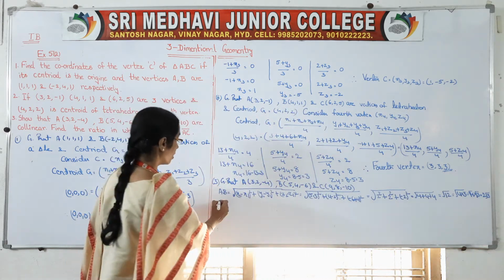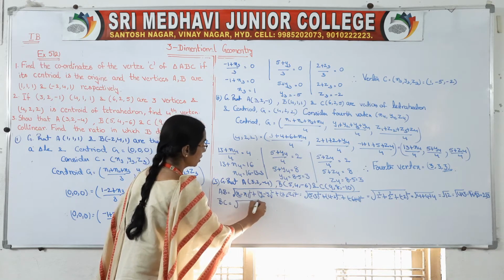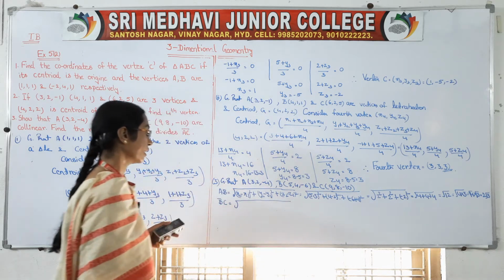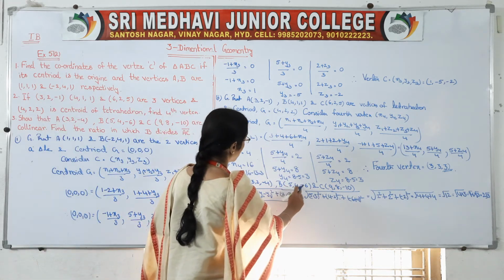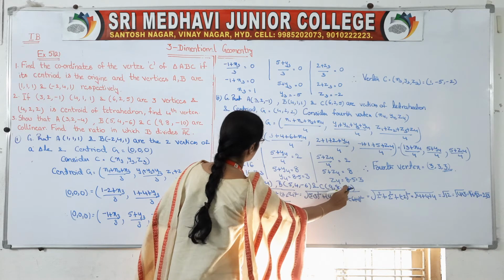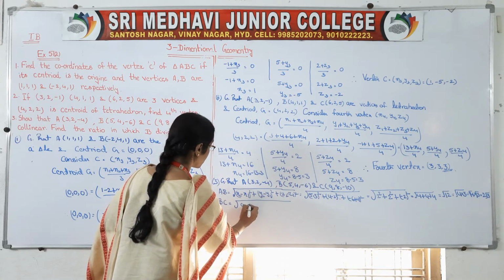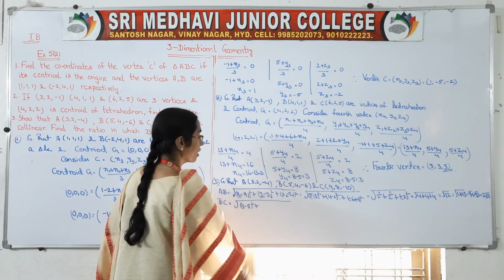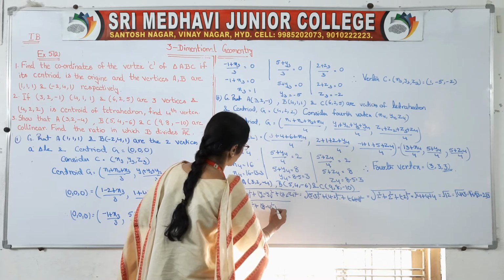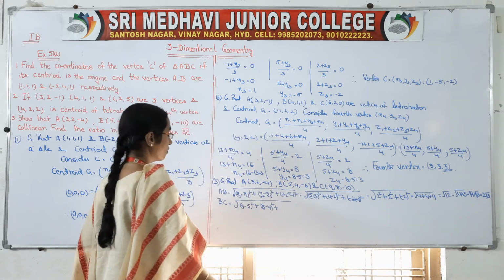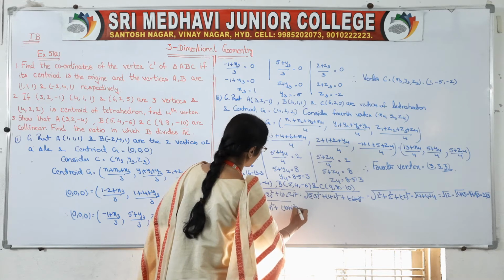Okay, similarly you find out your BC. Now no need to take the formula directly, you take the values. BC, right? X1, Y1, Z1, X2, Y2, Z2. X2 minus X1, 9 minus 5 whole square. Y2 minus Y1, 8 minus 4 whole square. Z2 minus Z1 whole square, minus 10 plus 6 whole square.